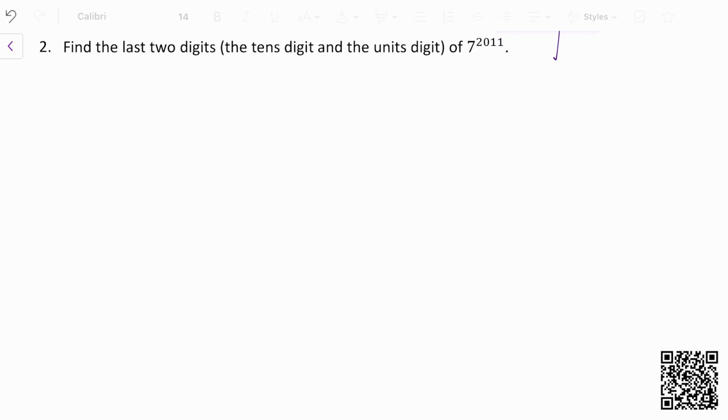Problem number 2. Find the last two digits, the tens digit and the units digit, of 7 to the power of 2011. Alright, so you guys can pause the video to solve it yourself, but I'm just going to give you the strategy here. This is a pattern, and the last two digits of 7 and its powers is also a pattern. So you can pause the video right now to solve if you want.